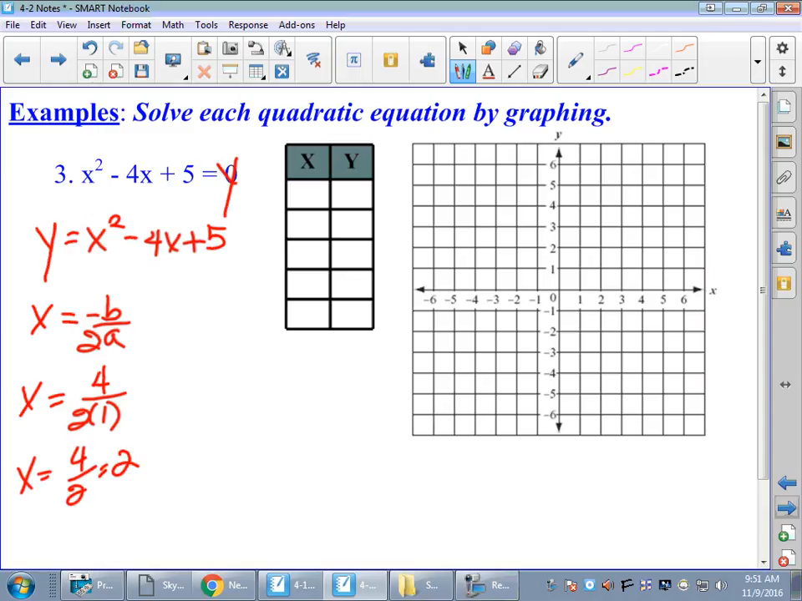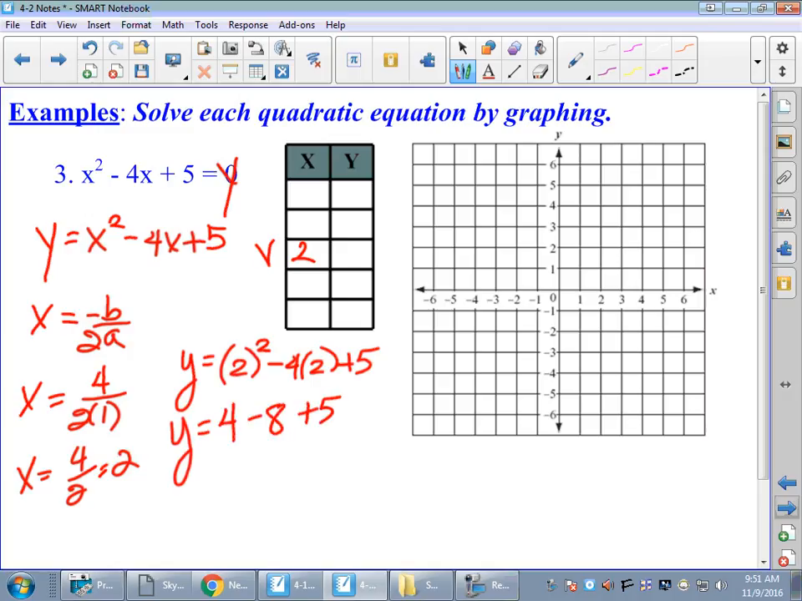So my vertex, again, is 2 something. To find the something, I have to plug that in. So y equals 2 squared minus 4 times 2 plus 5. That is 4 minus 8 plus 5. And that's 1. So my vertex is 2, 1.